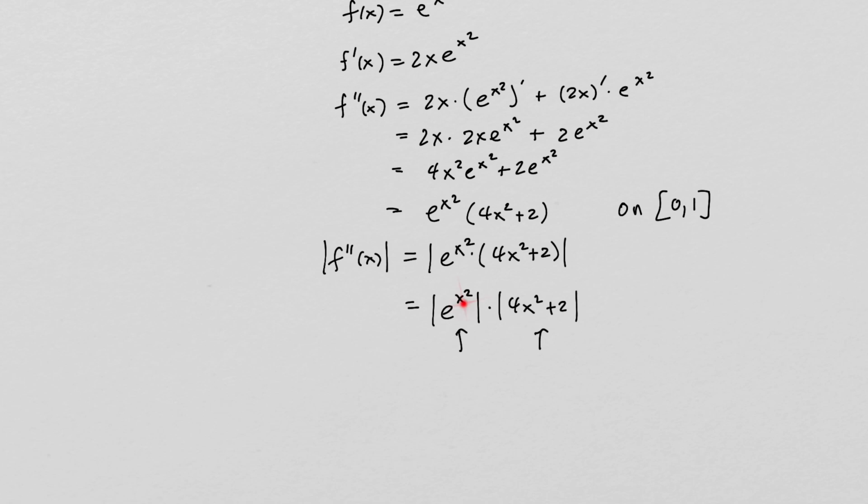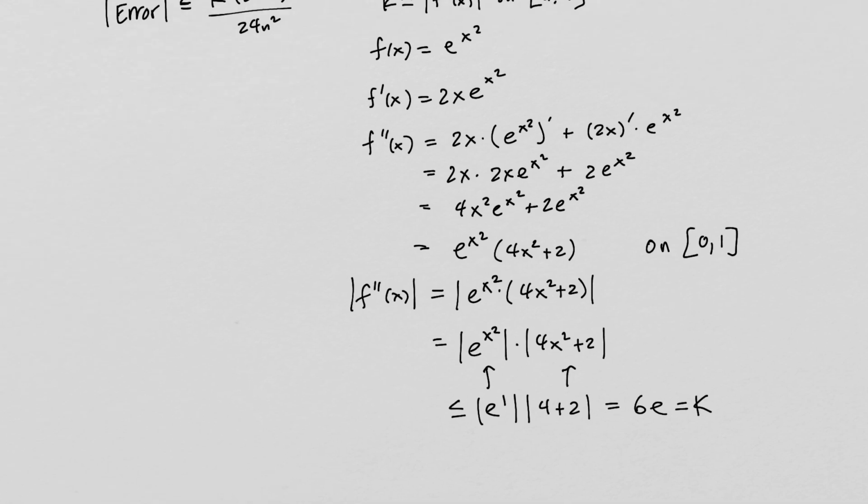So if I plug in 1 here and if I plug in 1 here, the biggest this is going to be is e to the 1 times the absolute value of 4 plus 2. And this is basically 6e. So I know that the absolute value of my second derivative will never be bigger than 6e. So this is going to be my value of k.